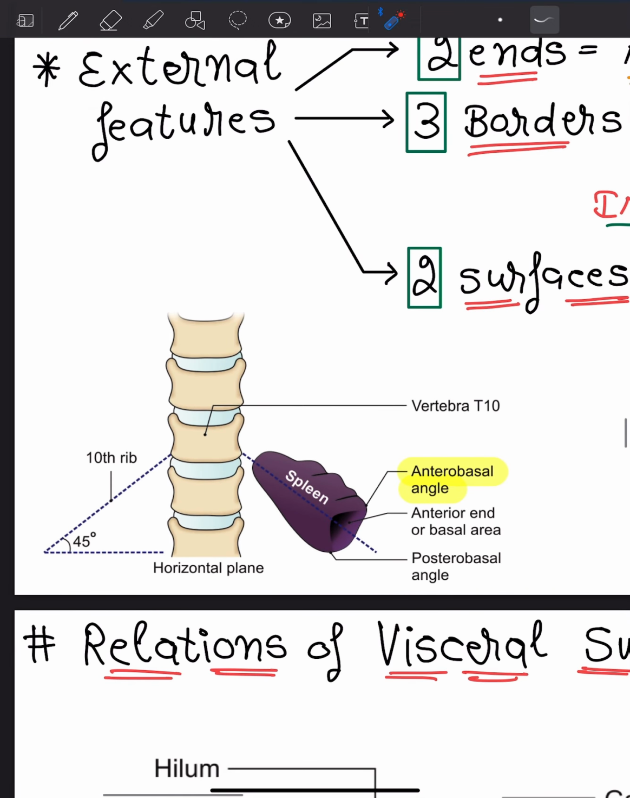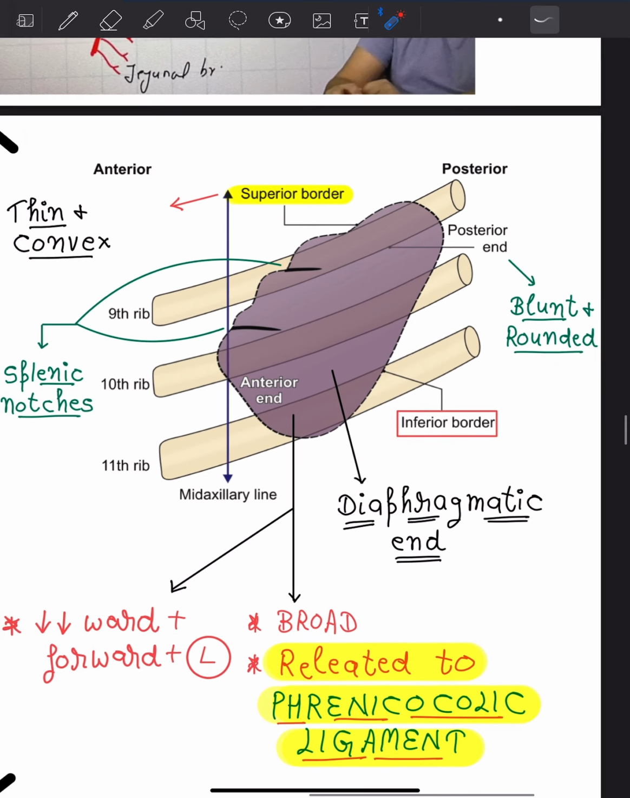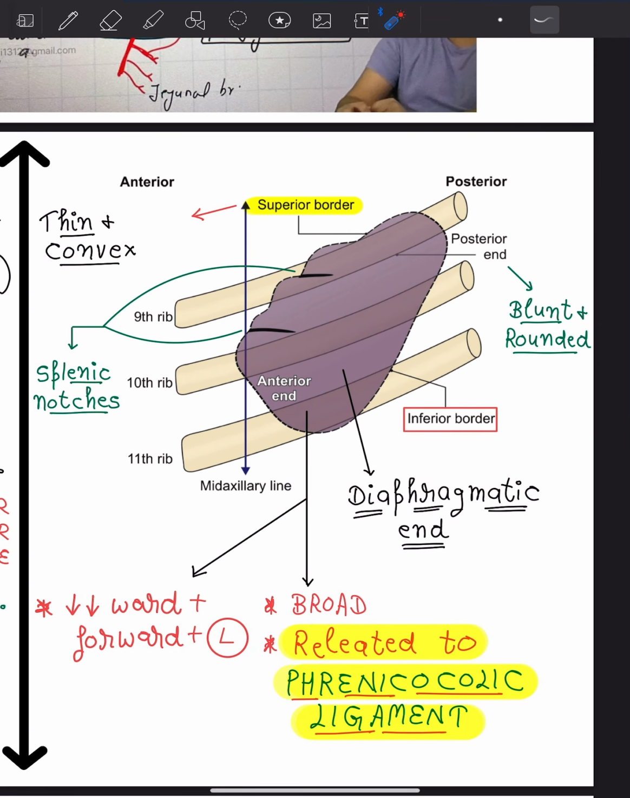So now we come to this diagram. As you can see, we see two angles here, the antero-basal angle and the postero-basal angle. We'll talk about this in a minute. Let's move to the external features of the spleen. In this diagram, as I told you, it has three borders: a superior border, an inferior border, and the intermediate border, which is not shown here. It will be something like this. And the two ends, the posterior end and the anterior end. This is the diaphragmatic surface, and opposite to that will be the visceral surface.